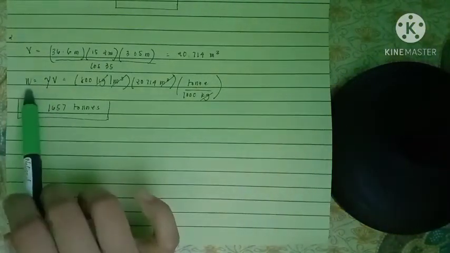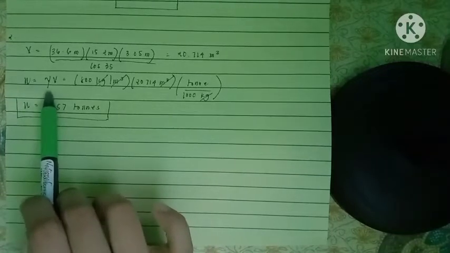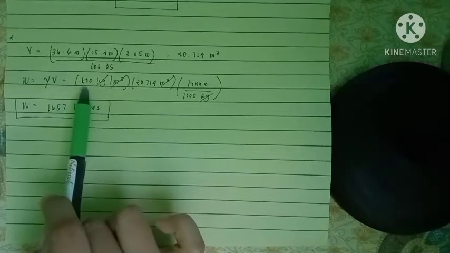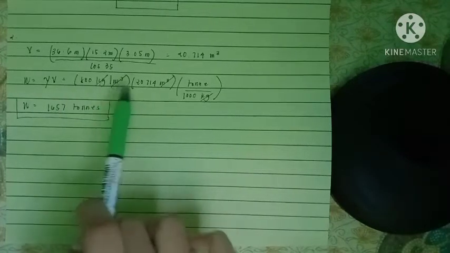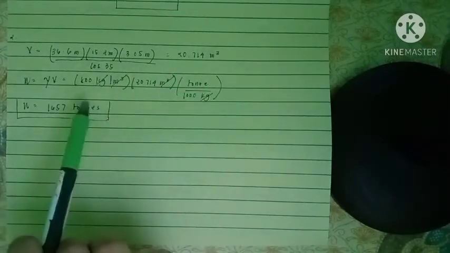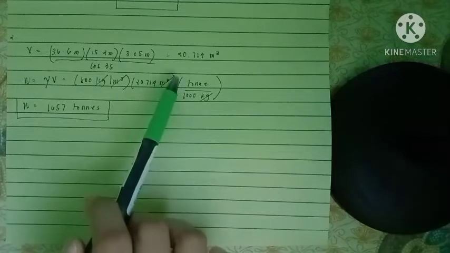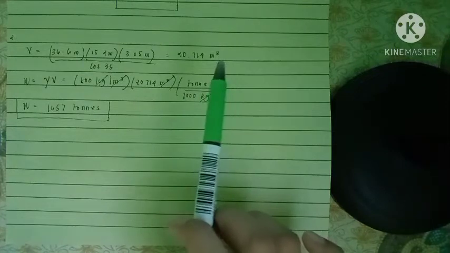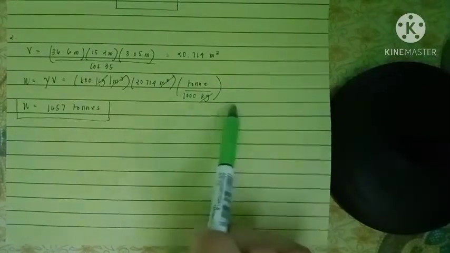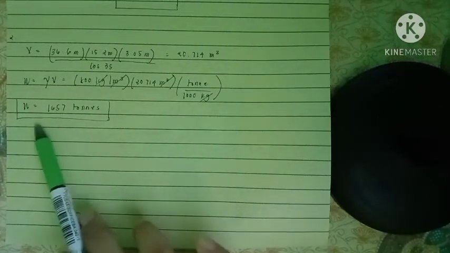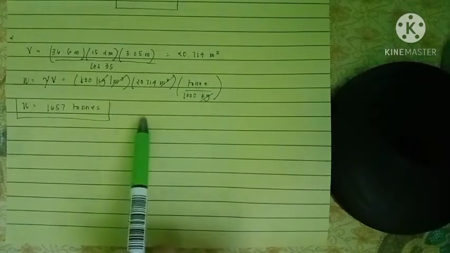So W now is equal to density times our V. Our density is equal to 800 kilograms per cubic meter times our V, which is 20,714 cubic meters. So the cubic meter unit will be cancelled. So multiply it by tons per 1,000 kilograms, so the kilogram will cancel out. Therefore, our W is equal to 1,657 tons.